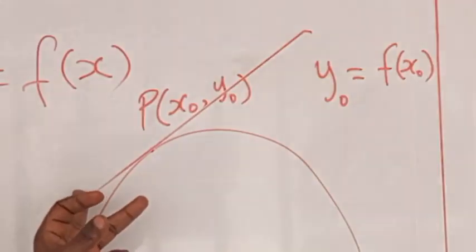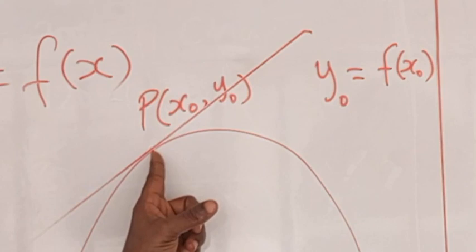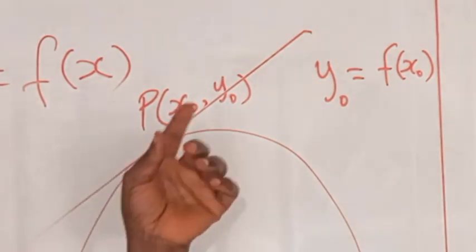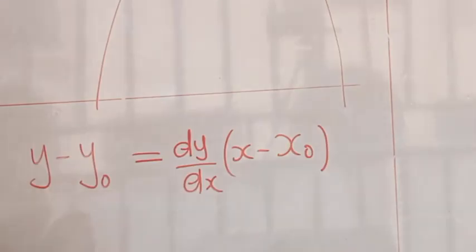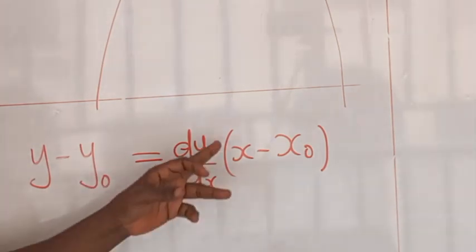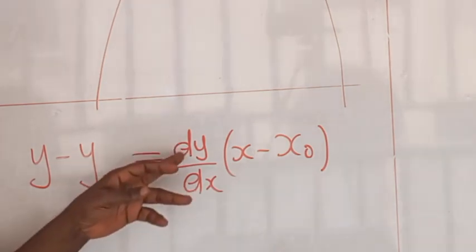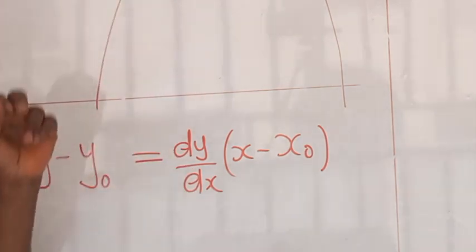Now, this is a tangent. It's a line that touches the curve at a particular point, P. All right? Now, the equation of this is y minus y naught equal to dy dx times x minus x naught, where dy dx is the slope at that particular point.